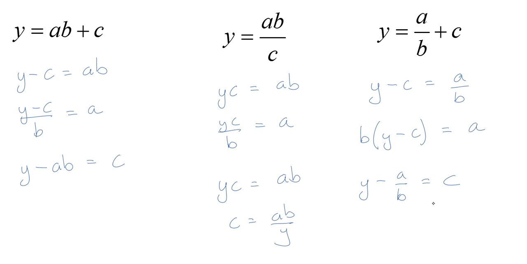Now if you want to get the b by itself, you need to go from this step here. So we have b, and we need to remove this. So it'll be b is equal to a on y take c. Because the opposite of times here, b times y take c, is divide. So that was a three-stepper.